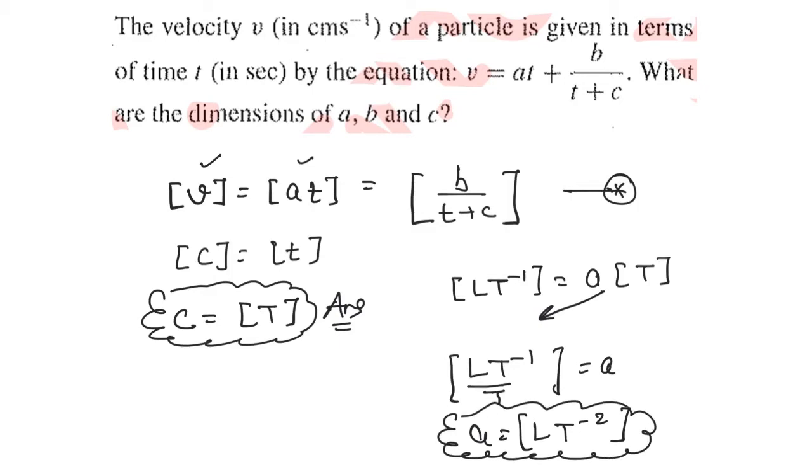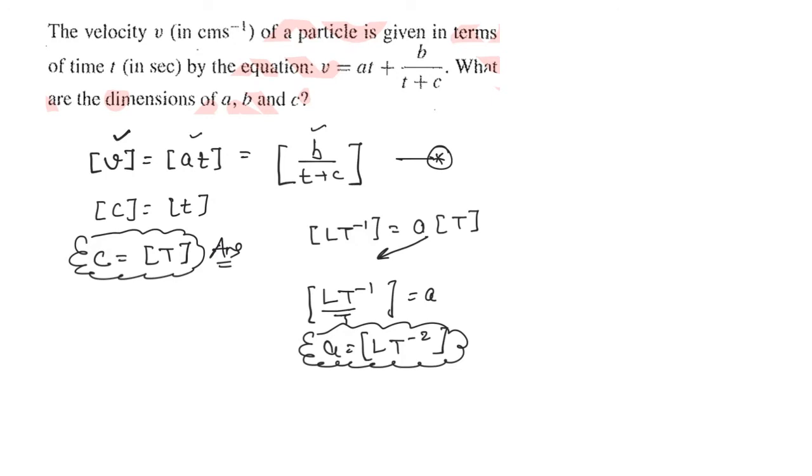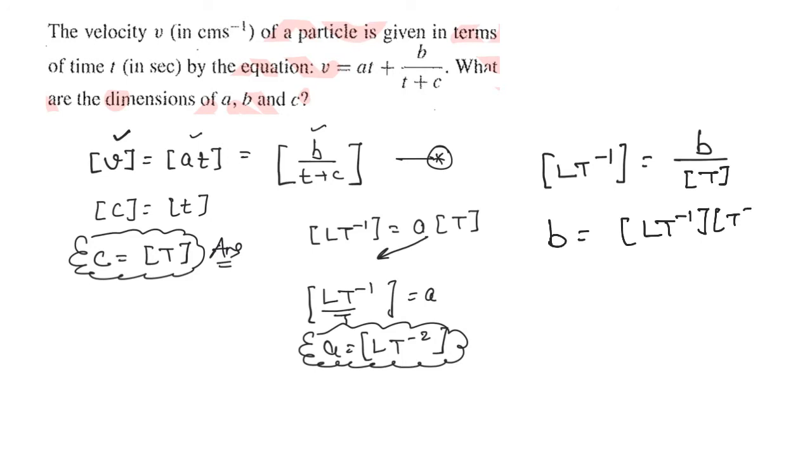Class, can we equate these two also, first and third? So if you equate first and third, velocity means, class, LT minus 1. What is B, class? We don't know. And class, what is this T plus C? Notice here, T is time and what is C? Time. So what is T plus C? Time. Very good. So B will be LT minus 1 into T.